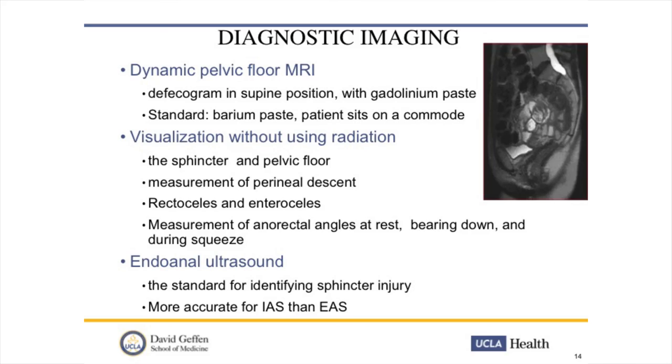These are very helpful. Endoanal ultrasound is the standard for identifying sphincter injury. It is more accurate for internal than external sphincter, giving you the thickness and integrity of both sphincters, including the puborectalis muscle. Keep in mind that anal sphincter defects may be seen after vaginal delivery in up to one-third of women, and they may be completely asymptomatic.